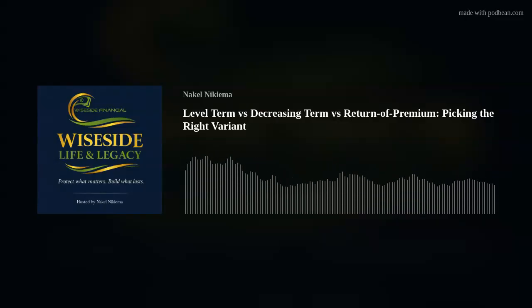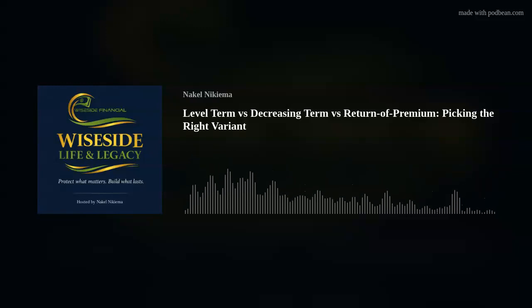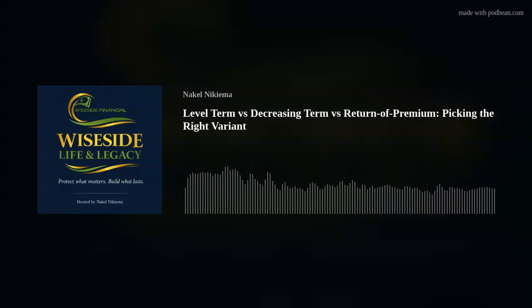Alright, now let's talk about the second variant, decreasing term. Decreasing term looks similar on one surface point: your premium is typically level, meaning it stays the same month after month, like level term. But the big change is on the benefit side. The death benefit shrinks over time. It literally decreases as the years pass.